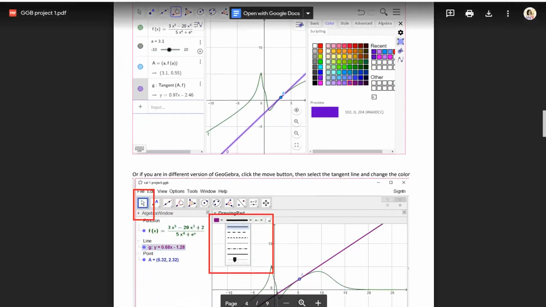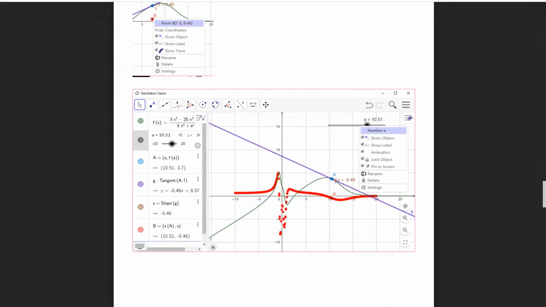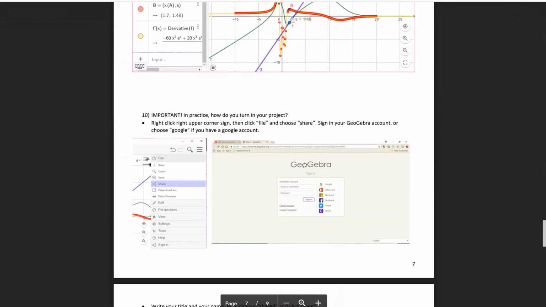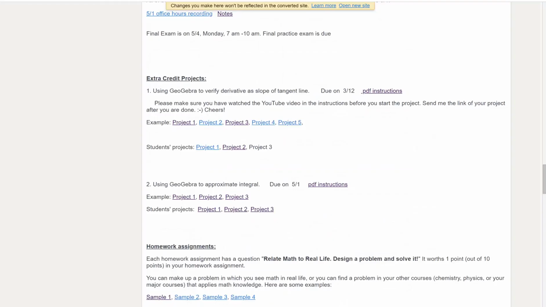Okay, so after you're done, please share your project to public and email me the link. You will get a link, and then email me the link. So the GeoGebra project is worth 0.5% extra credit. Okay, so this is the project I made.